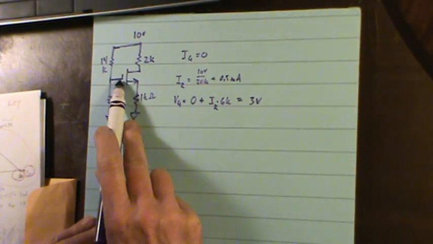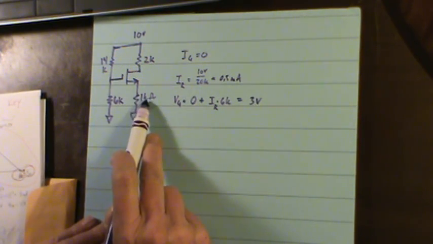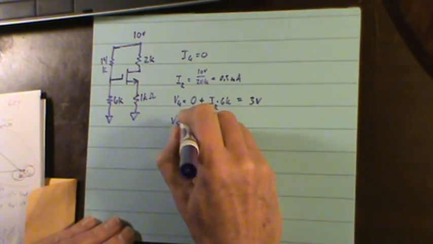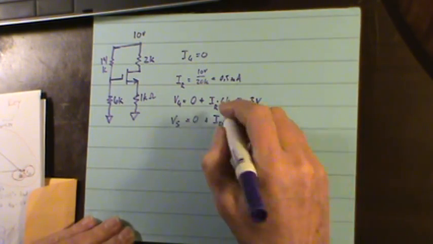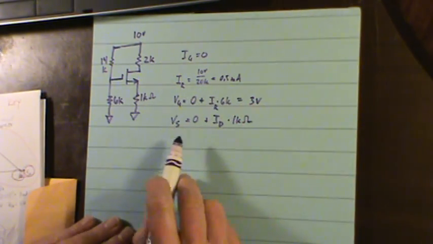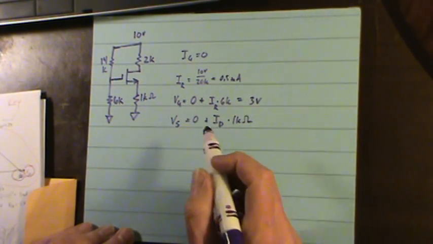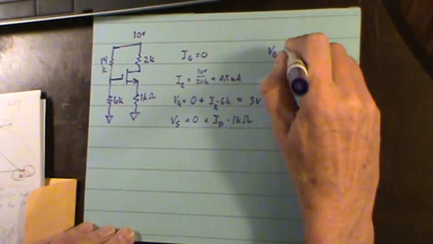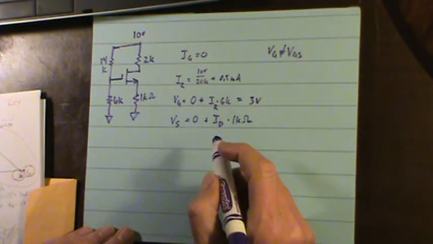I do not know what gate to source is because the source is not tied to ground directly, it goes through a 1K ohm resistor. I do know that the voltage on the source equals 0 volts plus I sub D, which I don't know yet, times 1K ohm. That's good to know, but I don't know VGS yet. I only know the voltage on the gate, and as I wrote on several test papers, voltage on the gate does not equal the voltage from gate to source. Okay, so I've got to keep going.